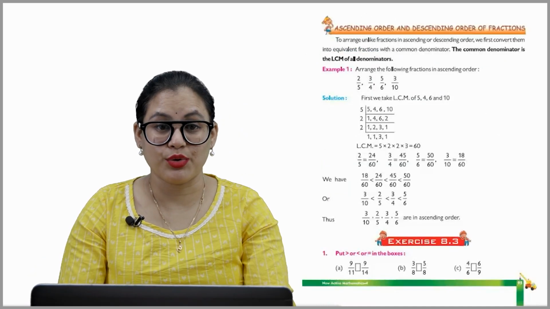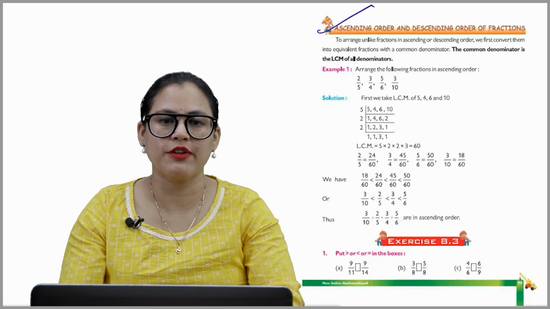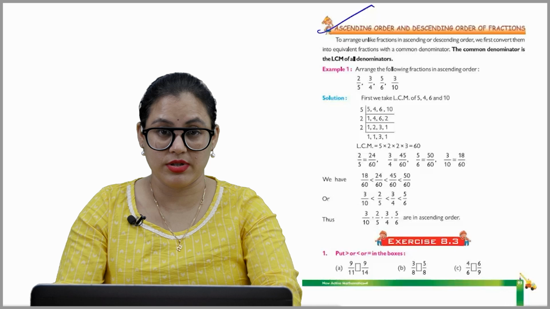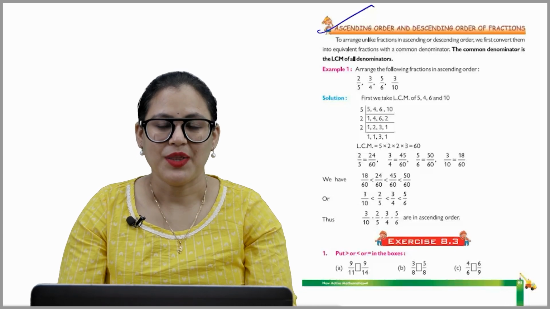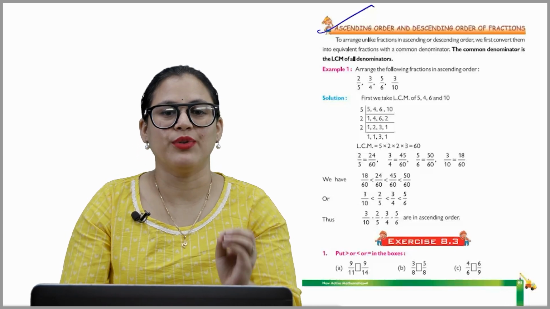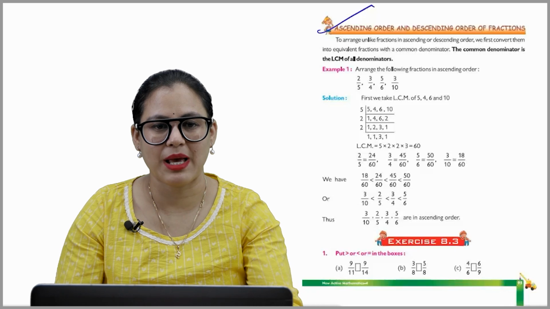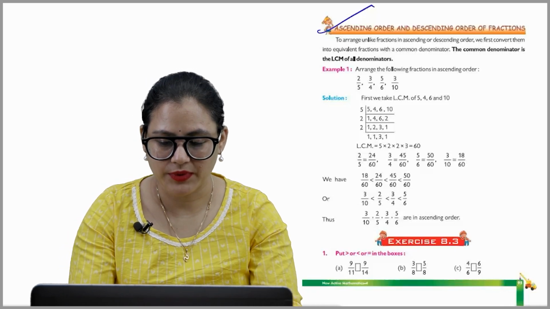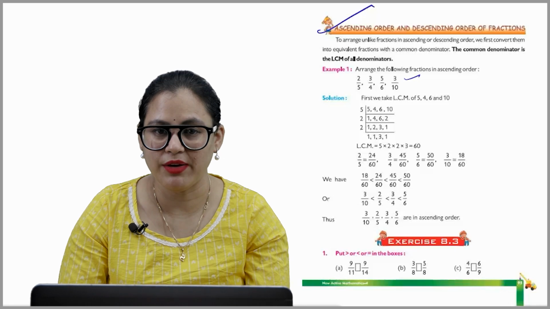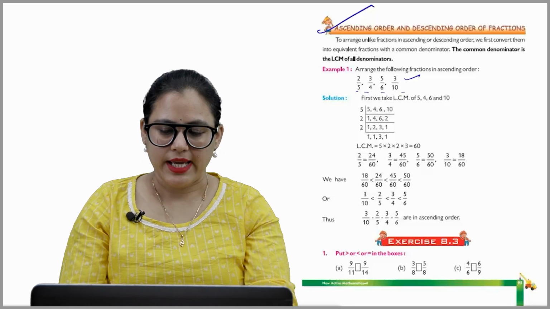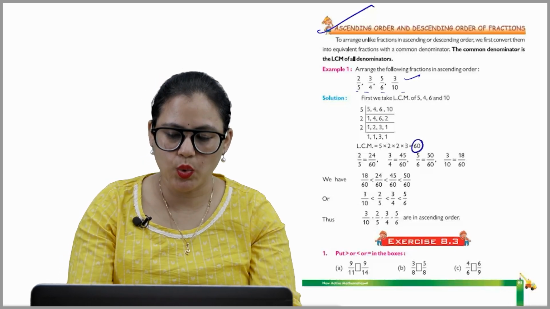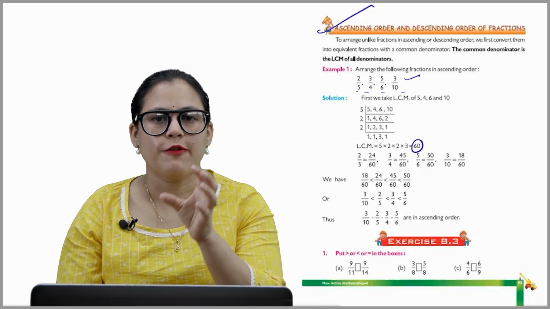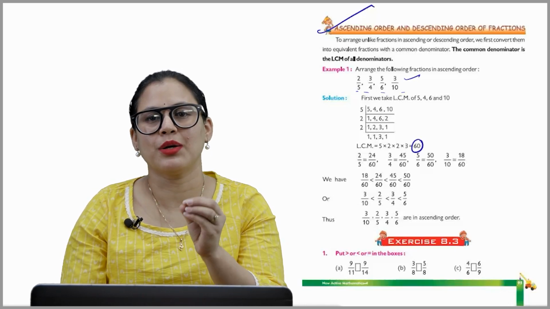Ascending order and descending order of fractions. To arrange unlike fractions in ascending or descending order, we first convert them into equivalent fractions with a common denominator. The common denominator is the LCM of all the denominators. Example, arrange the following fractions in ascending order. So here are the fractions 2 by 5, 3 by 4, 5 by 6, 3 by 10. LCM is 60, so we will make the denominator 60 of every fraction so that we can compare them easily.